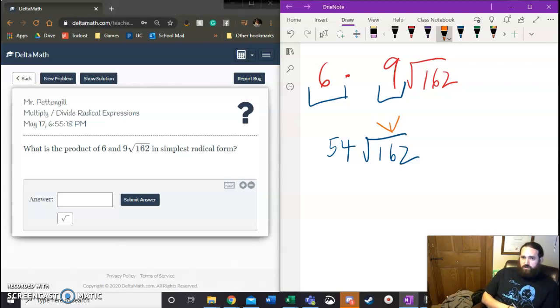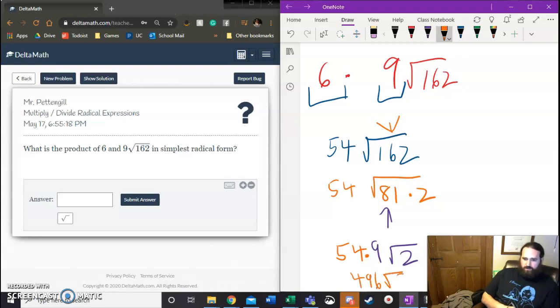So if I took 162 and divided it by 81, so I'm going to bring down this 54, and 81 times 2 is 162. This 81 here, this is 9 squared, or 9 times 9. So this is going to become a 9. I'm still going to have that root 2, and I have this 54. Now you guys can probably guess, they're going to multiply. 54 times 9 is 496. So I do 496 root 2.